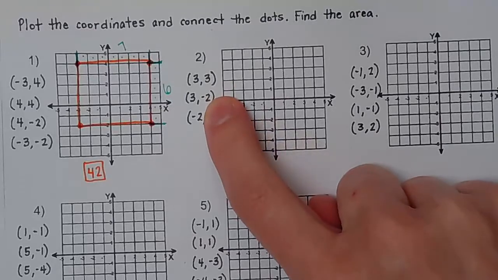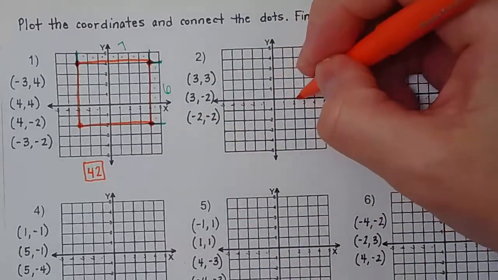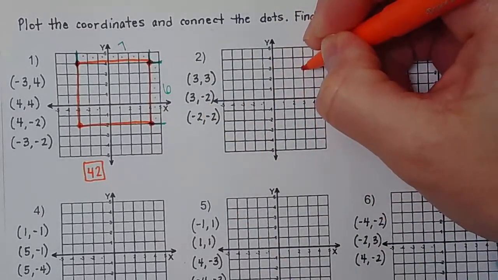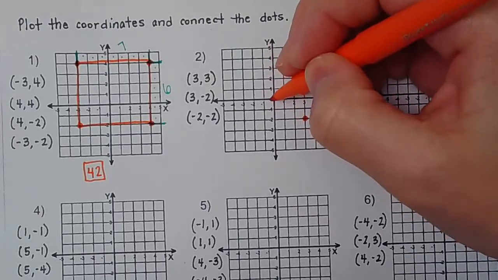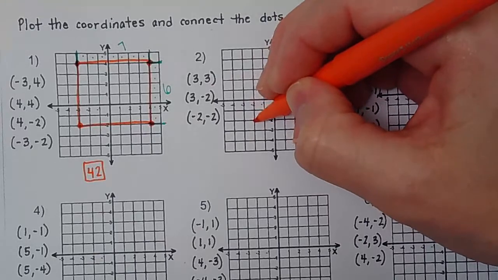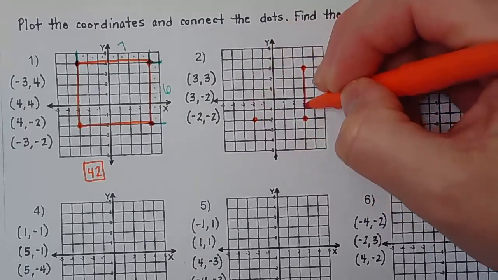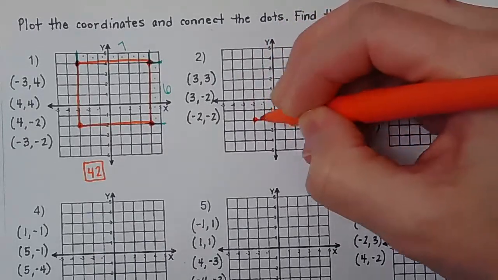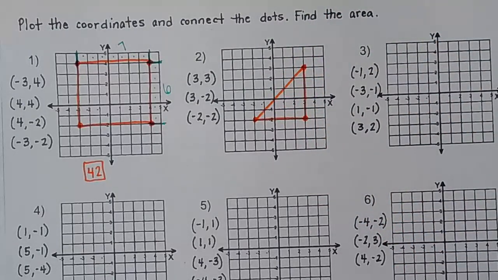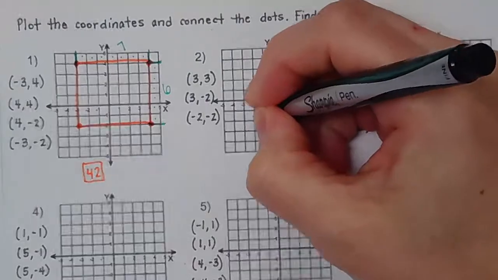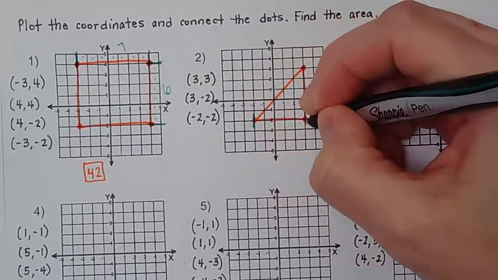This one right here is obviously going to be a triangle. So 3, 3, 3, -2, and then -2, -2. Okay, so here's my triangle. Remember, the formula for a triangle is base times height divided by 2. So draw your line so you can clearly see where you're going.